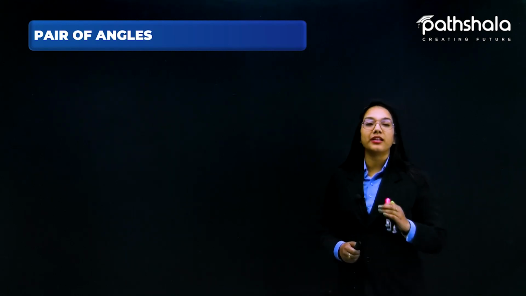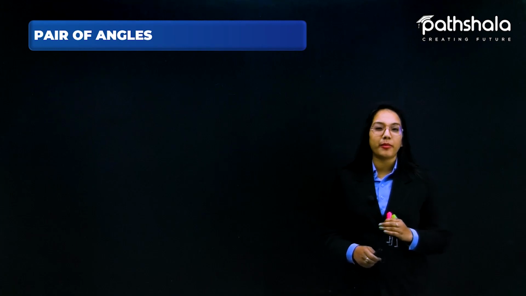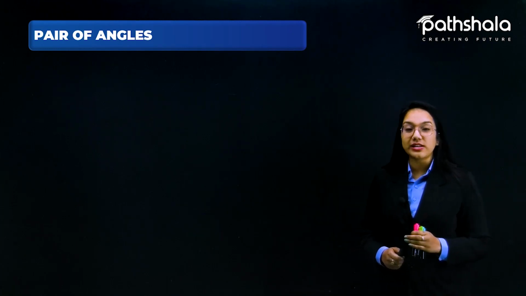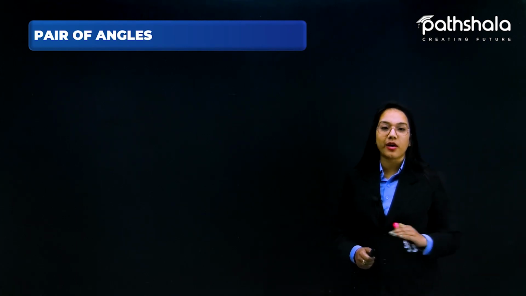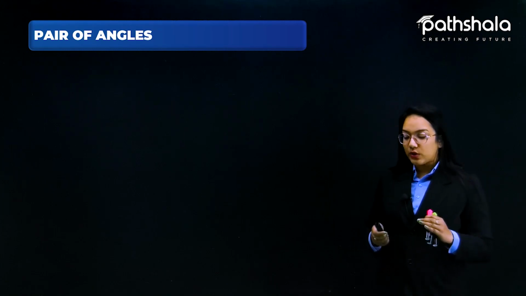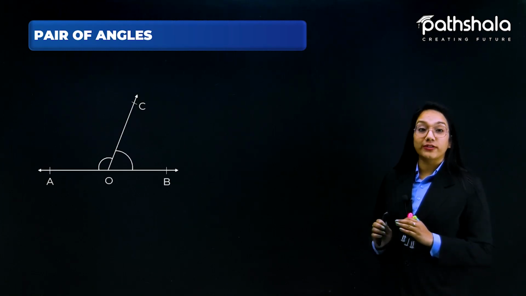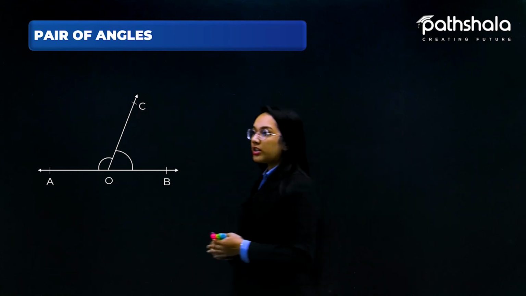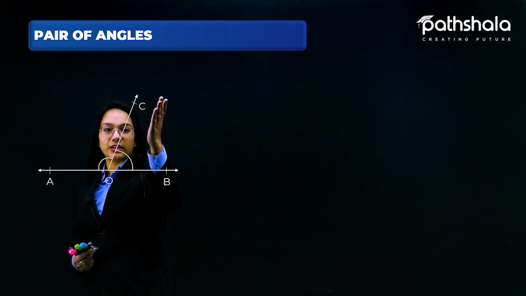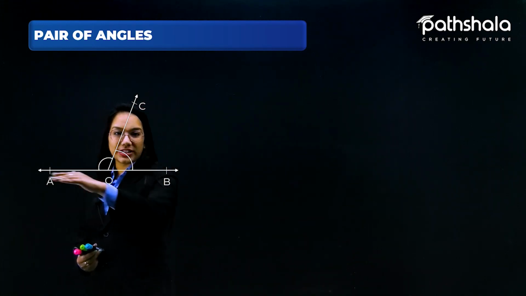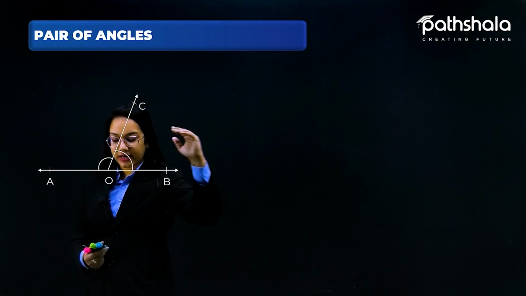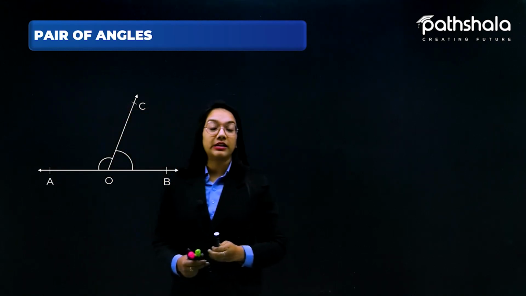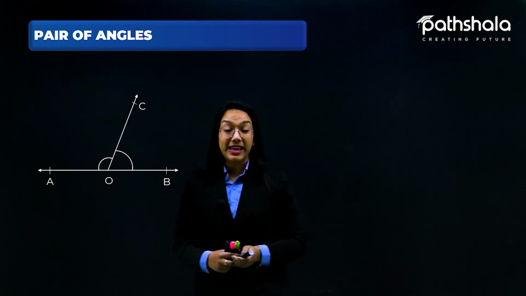Now let us suppose I draw a figure in which a ray is standing on a line. As you can see over here, the ray OC is standing on this straight line AB, and here three angles are formed.